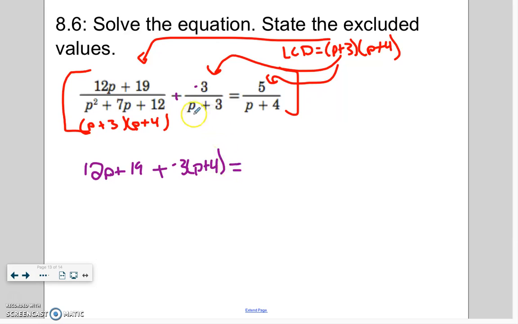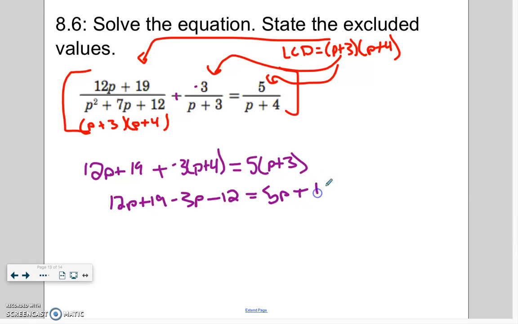is then equal to. Our goal was to get rid of the p plus 3, which has ended up happening here. So we cross out the denominator. We cross out the p plus 4s, and you get 5 times the quantity p plus 3. So we get 12p plus 19 minus 3p minus 12, which is then equal to 5p plus 15.